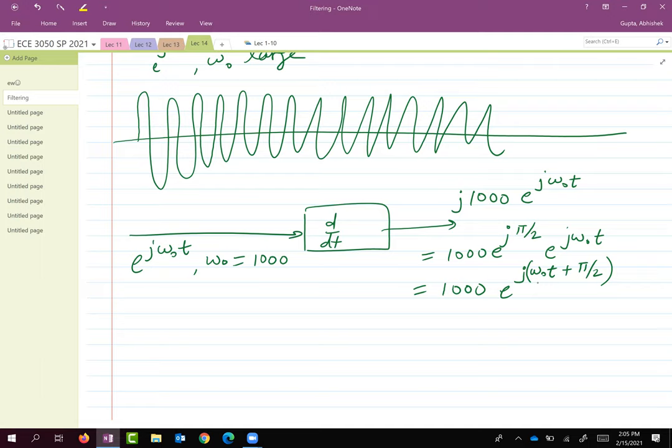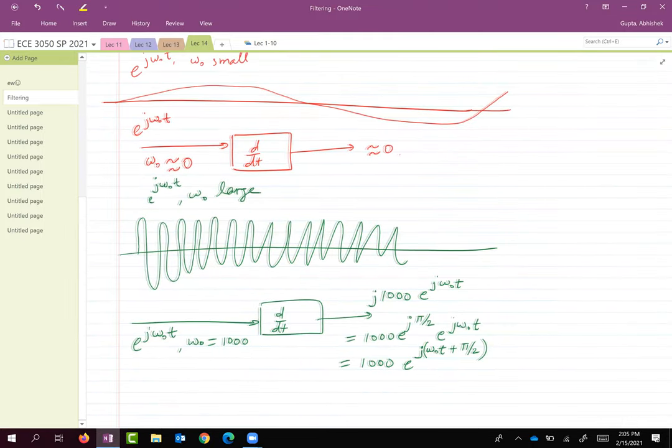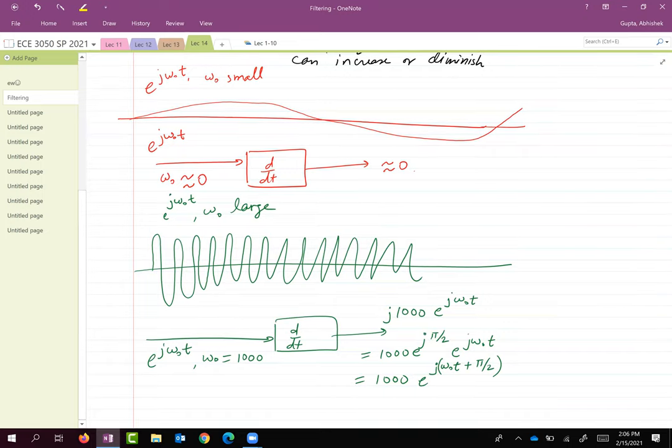Okay, so what do you notice in the output here? So let's look at the two figures together. I consider two cases. One is when omega naught is very, very small, almost equal to zero, and I look at the output from this same system. It's the same LTI system. It's d over dt, just a system that takes the derivative of the input signal. So when omega naught is very, very small, the output is almost equal to zero. Whereas when I pick omega naught equal to 1000, which is probably a large number, then I see that the output is amplified by a factor of 1000. The amplitude of the output is magnified by a factor of 1000, right? What else do you see that happens in the output?